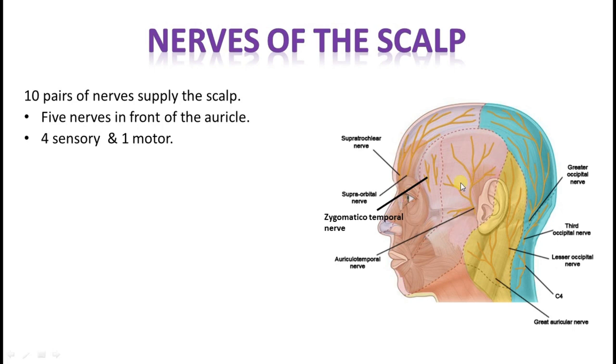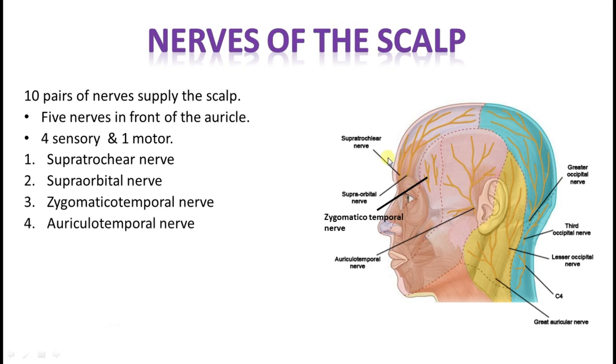So, in front of the auricle, the 4 sensory nerves are the supratrochlear and supraorbital nerves. Then you have the zygomatico-temporal nerve, and then you have the auriculotemporal nerve. 4 nerves: supratrochlear, supraorbital, zygomatico-temporal, and auriculotemporal nerve. The first 2 are branches from the ophthalmic division of trigeminal. The next one is a branch from the maxillary division of trigeminal. Auriculotemporal is from the mandibular division of trigeminal. So, in front of the auricle, the sensory nerves are mainly branches of the trigeminal nerve.